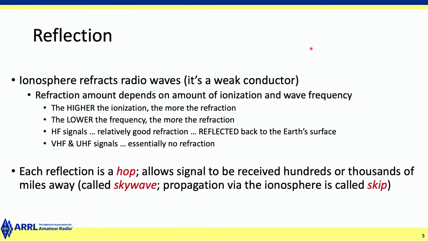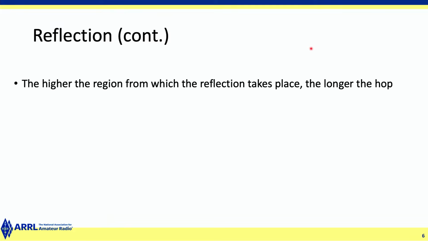Each reflection off of the ionosphere is called a hop, and it allows the signals to be heard hundreds to thousands of miles away. This is called skywave propagation, and we also refer to it as skip. The higher the region that the reflection takes place, then the longer the hop. So if I'm coming off of the F1 layer at 300 miles above the Earth, I'm going to have a further hop than if I'm coming off the F1 layer at 100 miles above the Earth. Does that make sense?